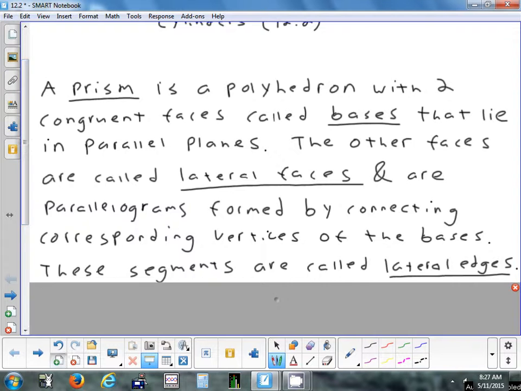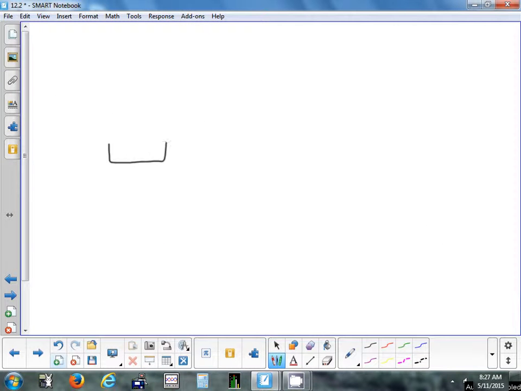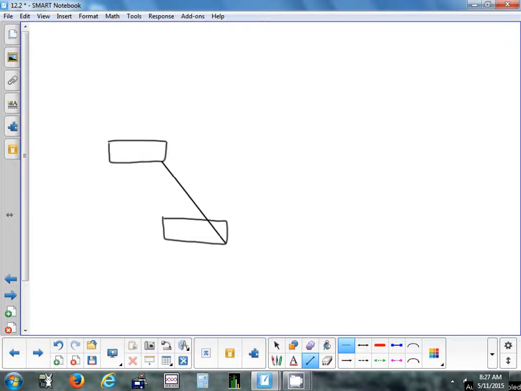Let me show you an example. Let's say you had this and this. And you want to make that into a prism. Okay, all you have to do is connect corresponding vertices. Okay, lower right to lower right. Upper right to upper right. Connect the lower left, whoops, to lower left, and connect upper left to upper left. If you connect corresponding vertices, boom, you just created a prism.